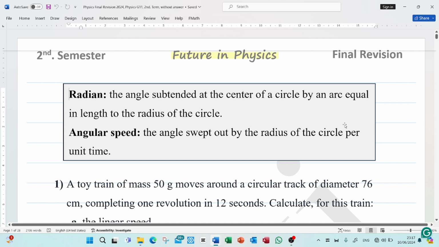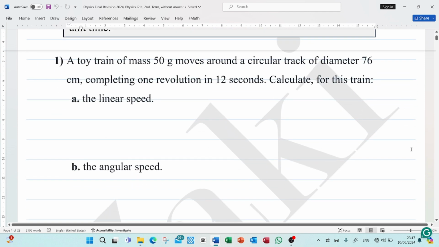First, we have to revise together the definitions that you need to memorize. Radian: the angle subtended at the center of a circle by an arc equal in length to the radius of the circle. Angular speed: the angle swept out by the radius of the circle per unit time. Now we solve question number 1.